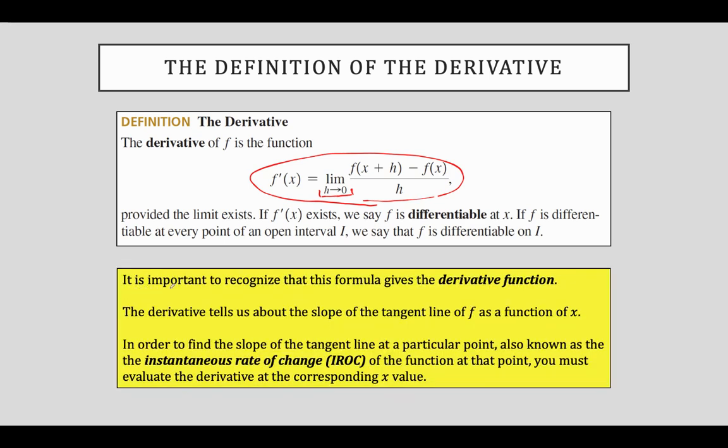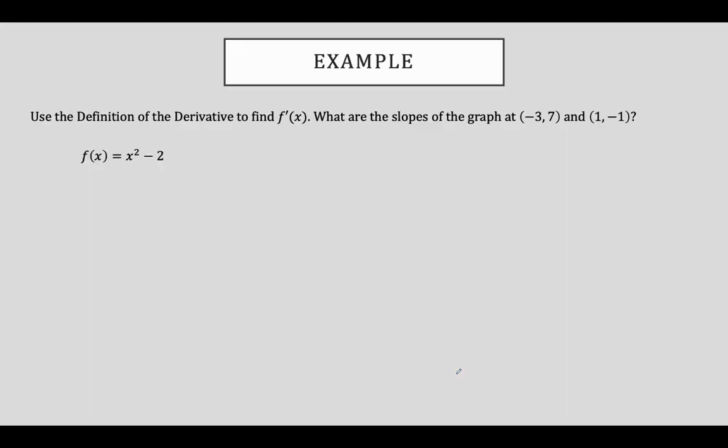And as we said before, it is important to recognize that this formula gives us the derivative function. The derivative tells us about the slope of the tangent line of f as a function of x. Now, in order to find the slope of the tangent line at a particular point, this is also known as the instantaneous rate of change, the IROC of the function at that point, you must evaluate the derivative at the corresponding x value. Right? That's what we're going to talk about in the next example.